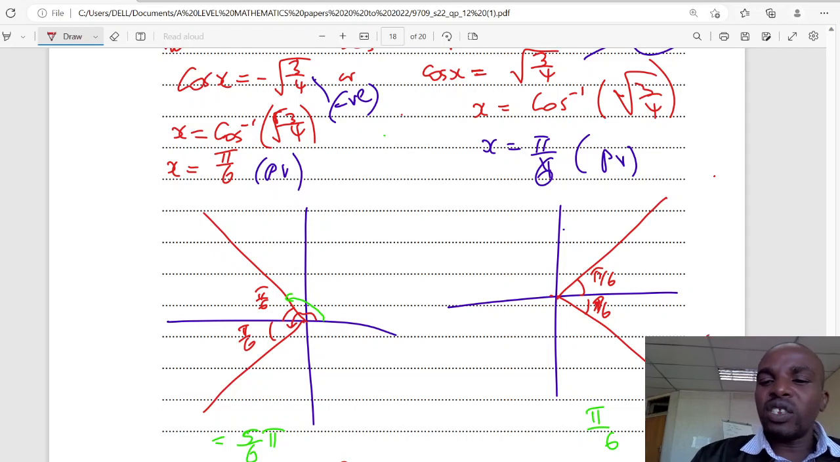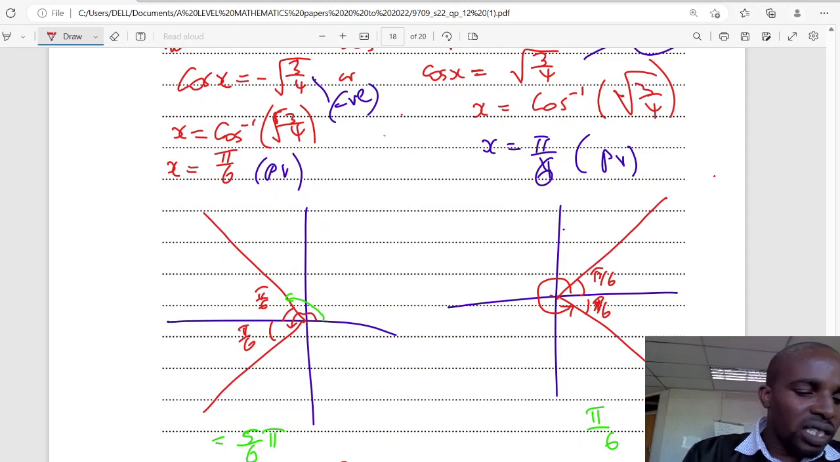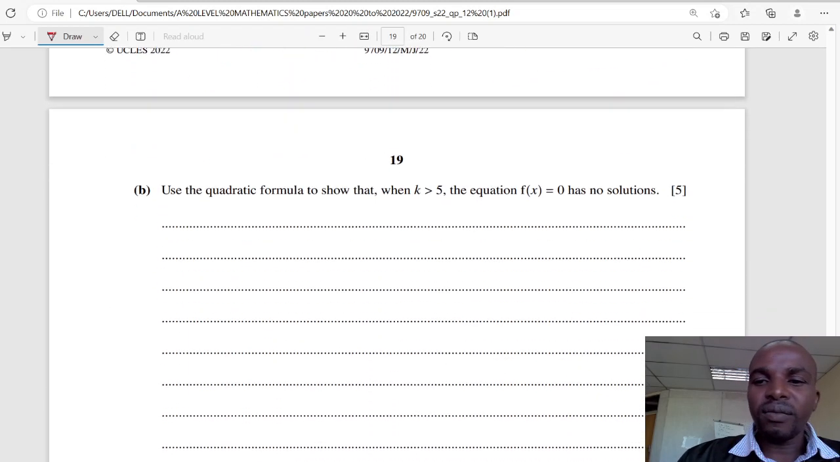Then from this part, we have pi over 6 and what? And the other angle from the positive x-axis to this part. So it will be 2 pi minus pi over 6. You get 11 over 12 pi. Right, so these will be the solutions done.